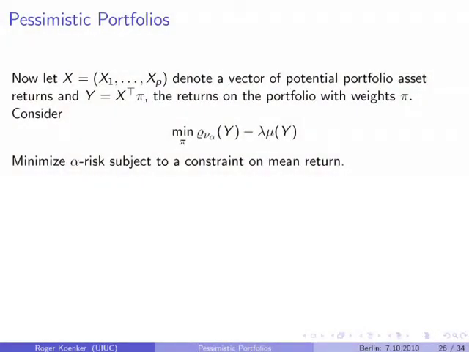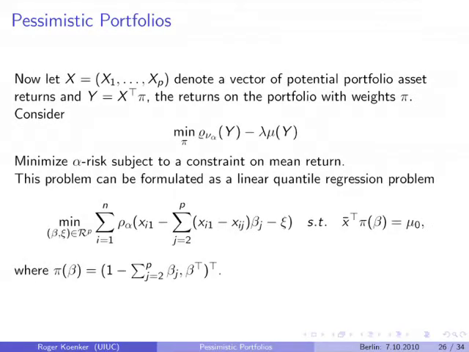So now we can think about how to do portfolio selection. And the idea is pretty simple. In the simplest version of the thing, we have a fixed y, a random variable, and we don't have any portfolio or anything. We just say, okay, let's try to minimize this rho, this risk measure, and then have a constraint on mean return.